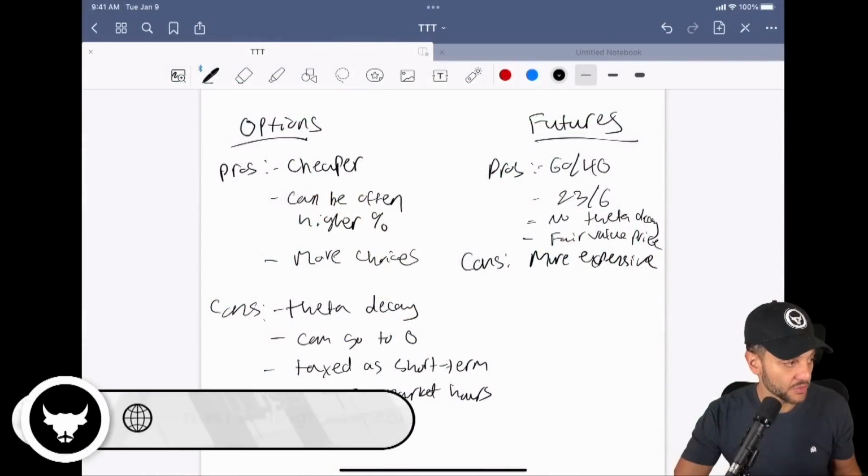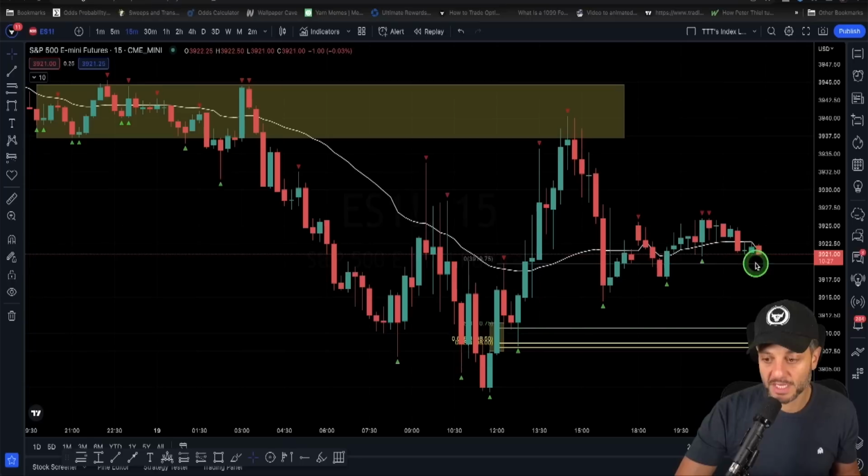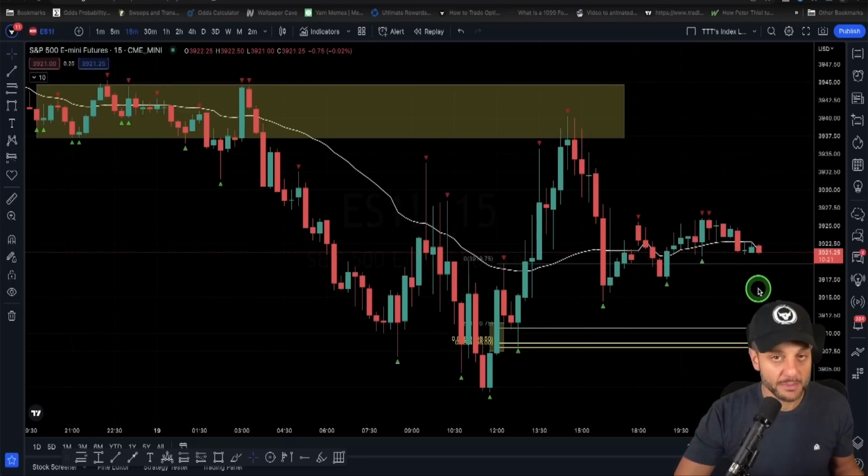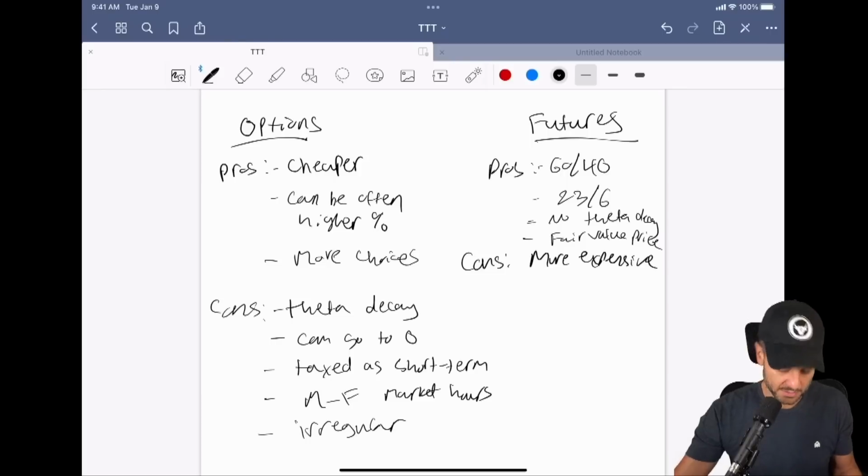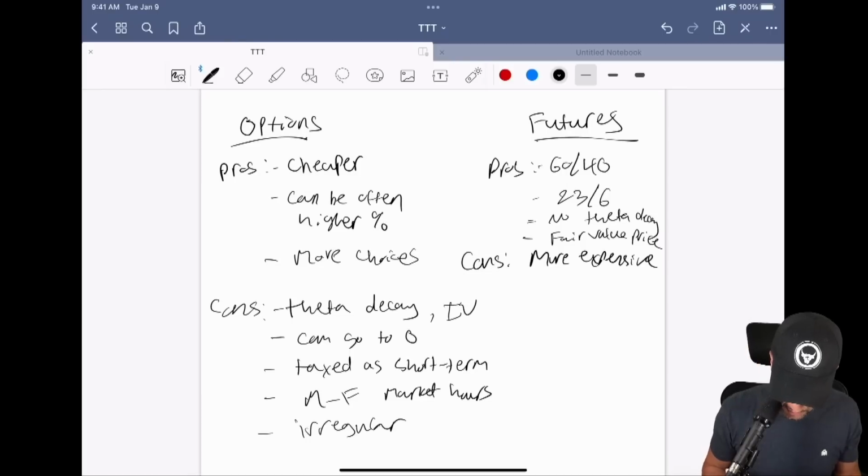With futures, the price that you see is what you get. It moves up by 5 points, then you get 5 points worth of value. It moves down by 5 points, you lose 5 points worth of value, right? Just like a stock. If you buy Tesla at 120, it goes up to 125, you made $5 per share. If it goes down to 115, you lost $5 per share. There isn't theta decay and implied volatility and all that stuff with futures.